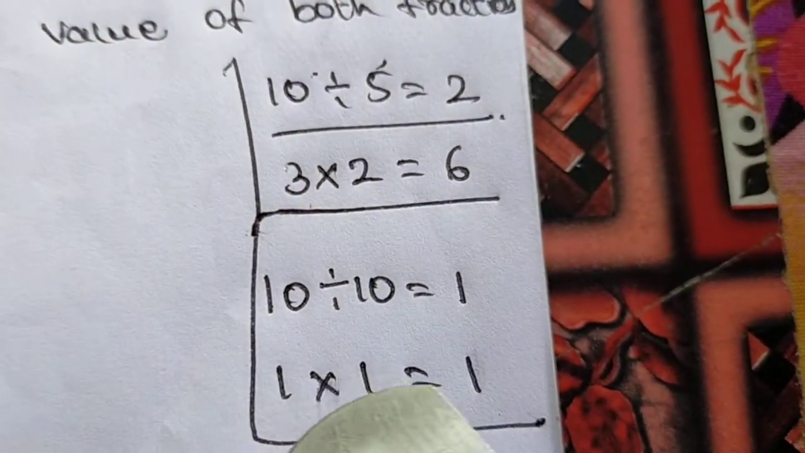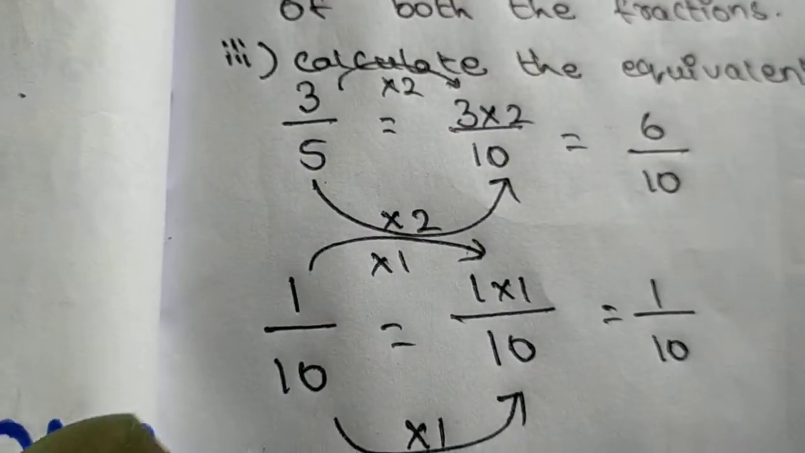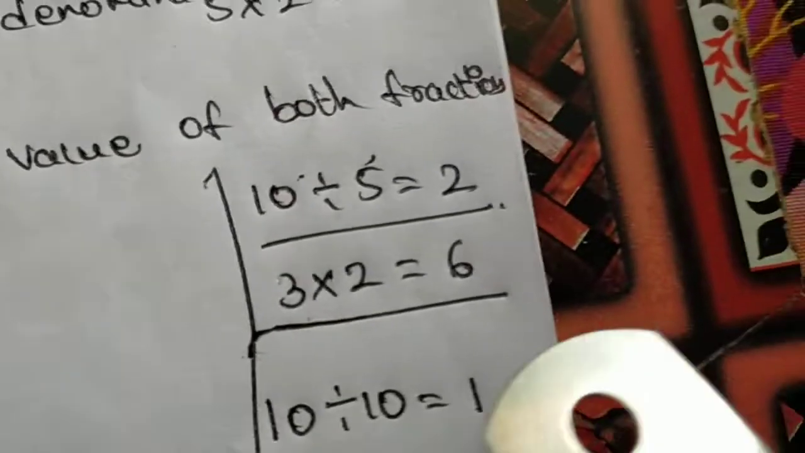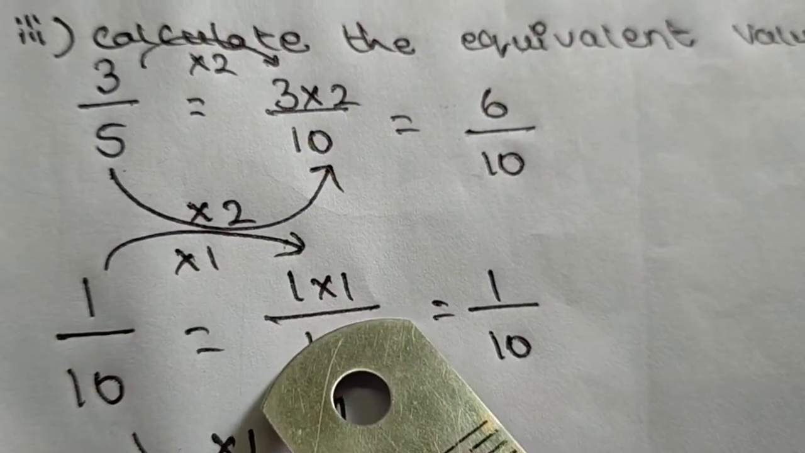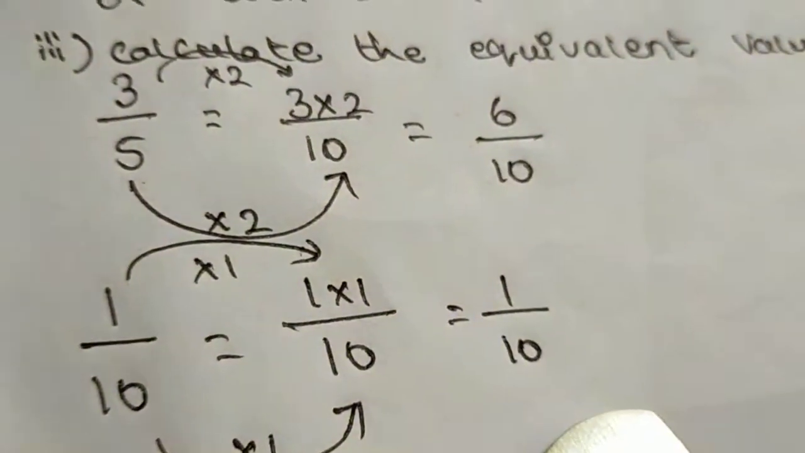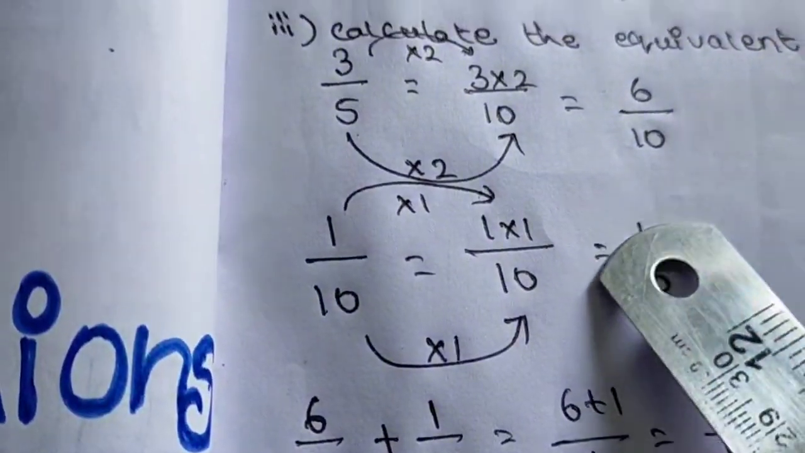In another way I can explain: you divide the LCM by the denominator, and whatever quotient you get, with the same quotient you have to multiply the numerator. So you will get 1 by 10. Are you trying to understand, Krishna? Understood what I am trying to say? Now you got the equivalent value.